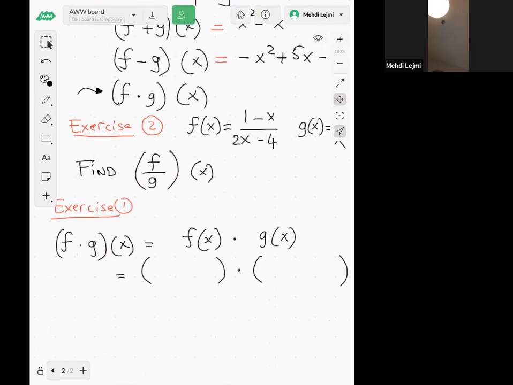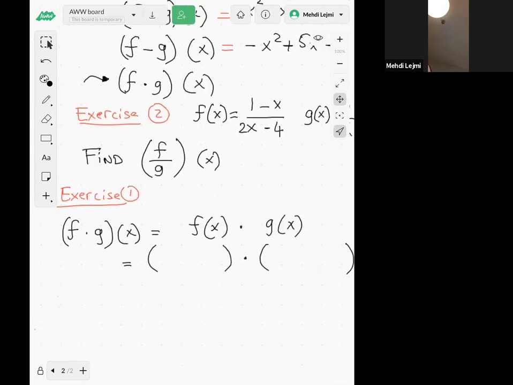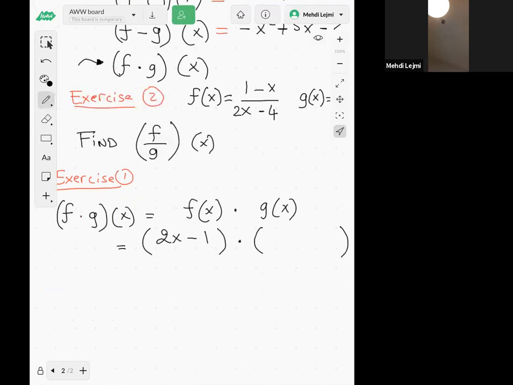Yeah, now Rabiulu, you're correct. Yes, that's very good. So f of x is 2x minus 1. So here's my f of x times, and then g of x is x squared minus 3x plus 1. So that's x squared minus 3x plus 1.